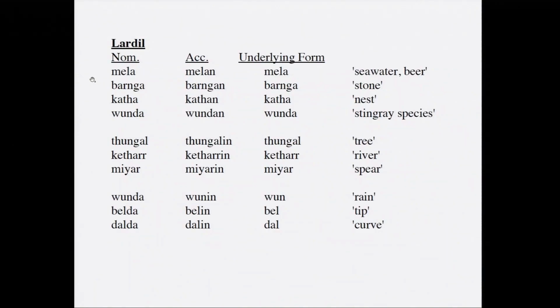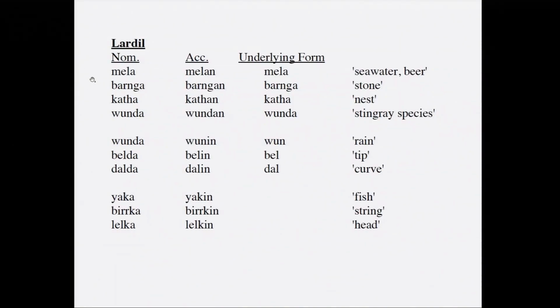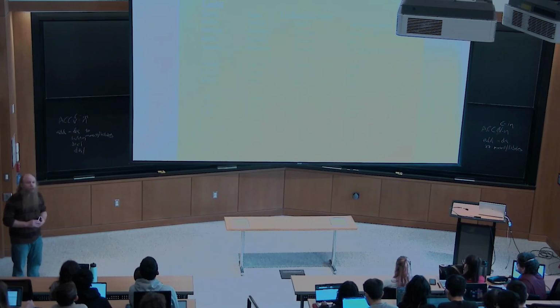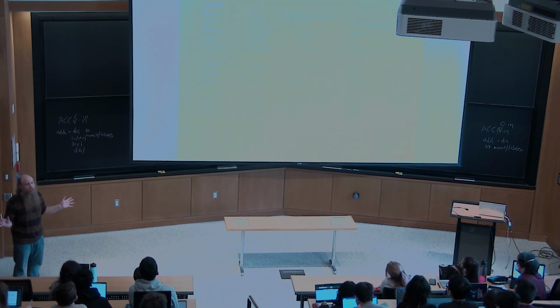So going further into Lardo then. Here are some more words. The word for fish is yaga, the word for string is birka, and the word for head is lalka. And the accusatives are yagin, birkin, and lalkin. Is everyone appropriately upset by this? What would we have expected the accusative of yaga to be? The word for fish. Yagan, yeah.